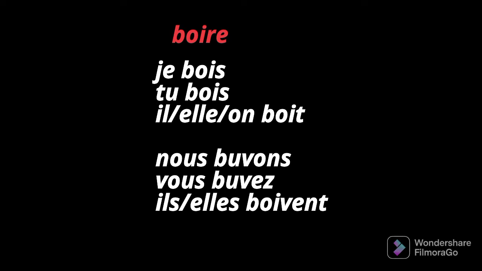Je bois, tu bois, il ou elle ou on boit, nous buvons, vous buvez, ils ou elles boivent. So that's the conjugation of the verb boire in present tense. And that is the verb we are going to use as we form sentences using the boissons that we have learned about today. Let's start.